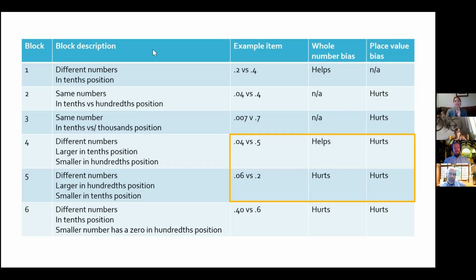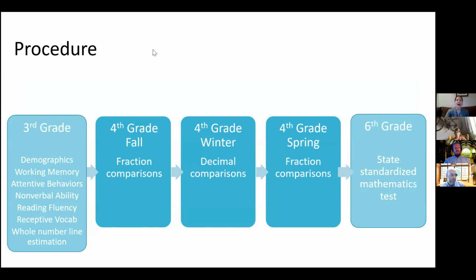And so you're going to see differing patterns emerge, for people who have whole number bias and place value bias versus maybe having just one or the other. So that's what we're really looking for, those kinds of patterns of responses across all these different items. And then at the end of sixth grade, they took a statewide standardized mathematics test.